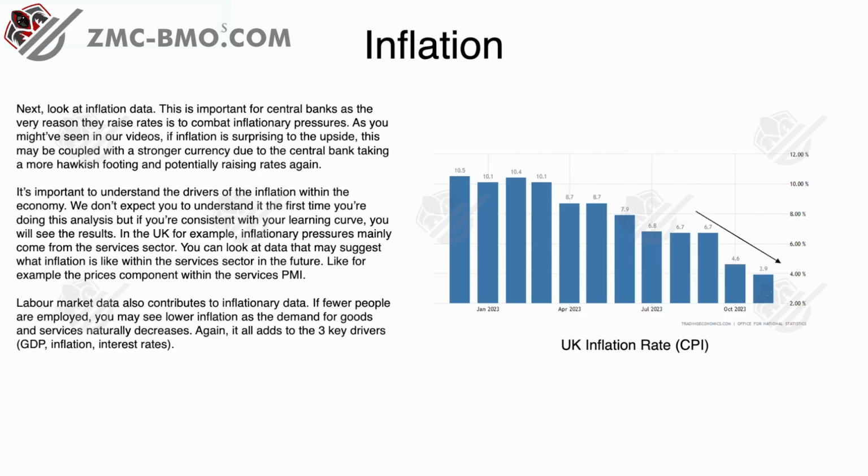Labour market data also contributes to inflationary data. If fewer people are employed, you may see lower inflation as the demand for goods and services naturally decreases. Again, it all adds to the three key drivers: GDP, inflation, and interest rates. So all you're doing now is, labour market data is weakening. Okay, so that means potentially less inflationary pressures, therefore less need for interest rates. Therefore, you might have a bit of a bearish currency view on the margin. Of course, that's when you have to add everything else together. But if you're just looking at that, yes, you'll likely have a bit more of a bearish view on that currency.